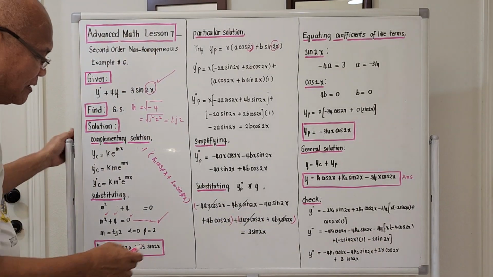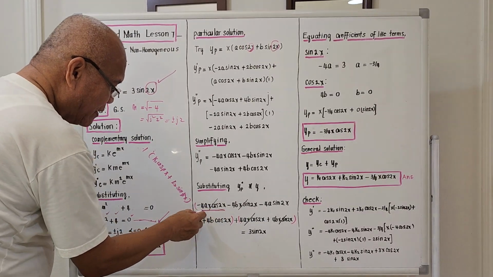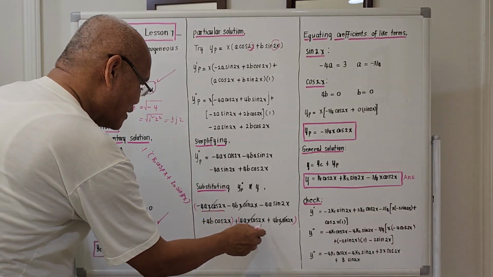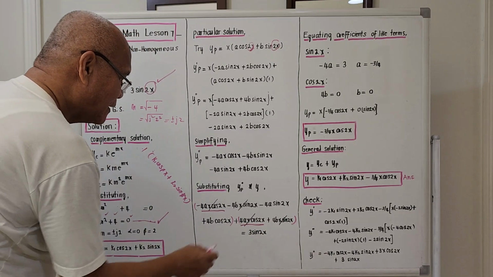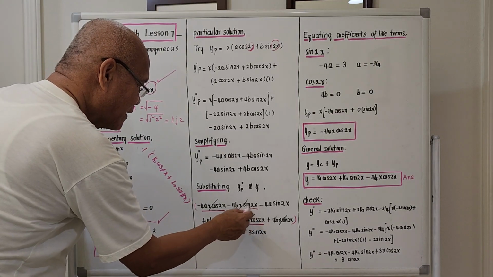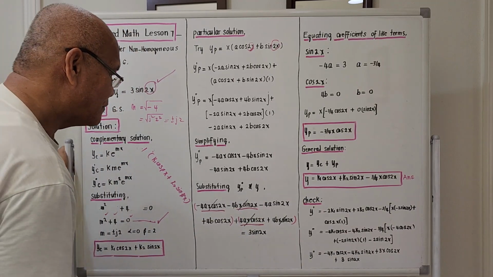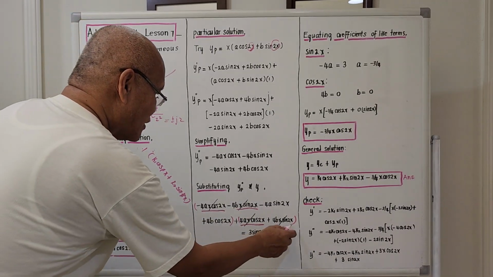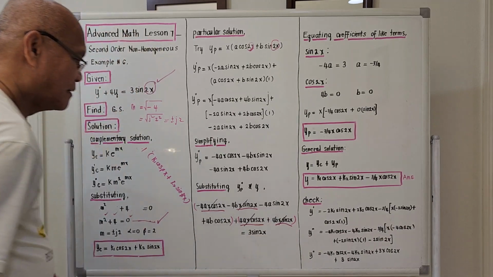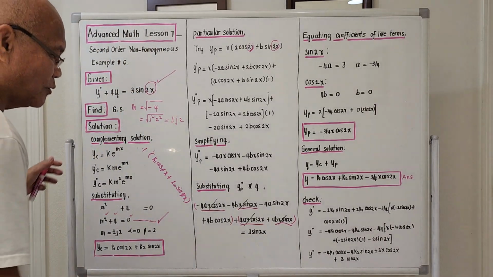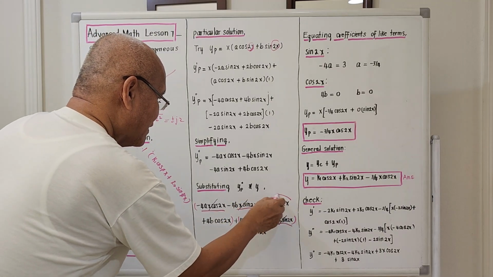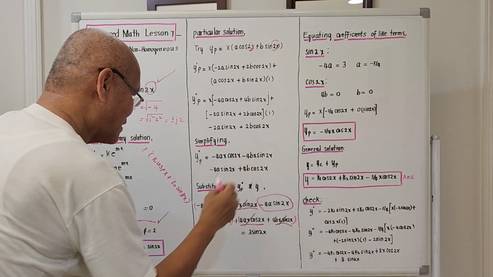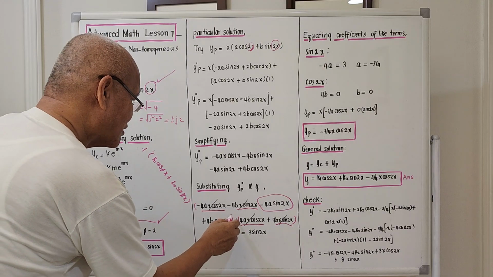And luckily, this one here cancels with this. Okay, and this one here, the bx term, cancels with this. So what remains is actually this part here on the left hand side and this part here.